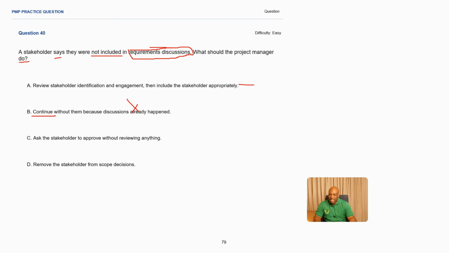Ask the stakeholder to approve without reviewing anything. A stakeholder must be satisfied for them to approve anything. So making this an incorrect answer. Remove the stakeholder from scope decisions. You don't remove stakeholders. They're the ones who are supposed to make decisions on scope. They're the ones who are supposed to own the deliverables from the project, making this an incorrect answer.